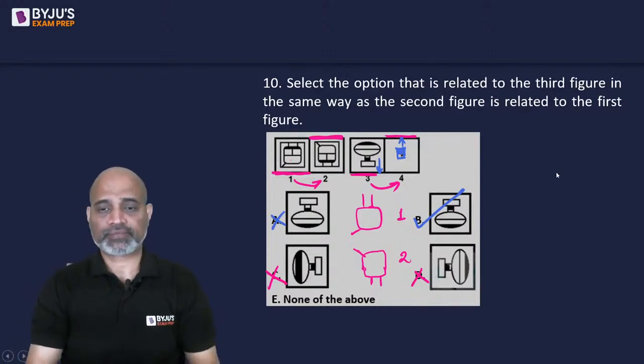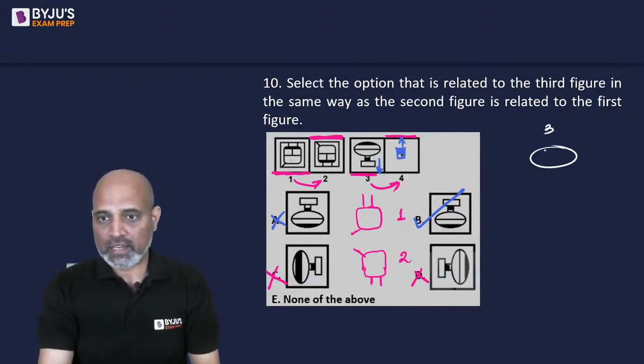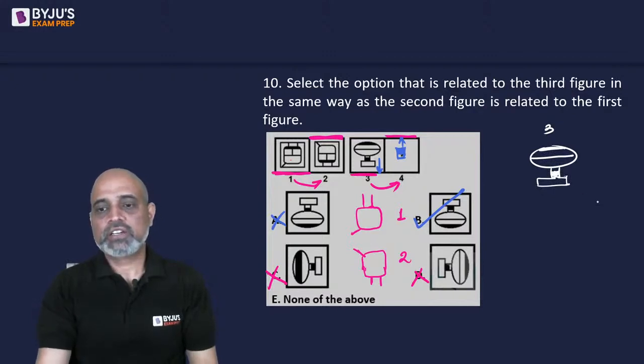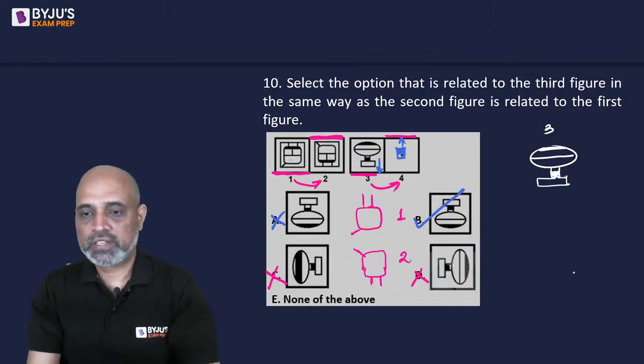Okay? Look, the third figure is like this, this, this, then there is a handle and then the base of the knob, where this part is shaded and this part is shaded. Now the fourth one is going to be the mirror image of it, right?